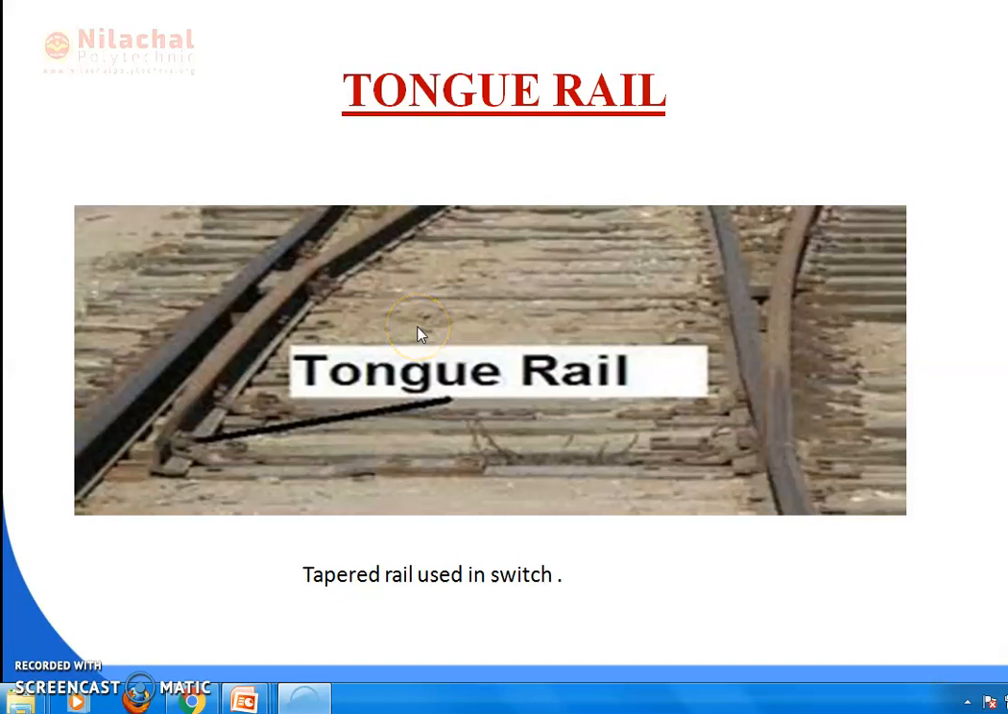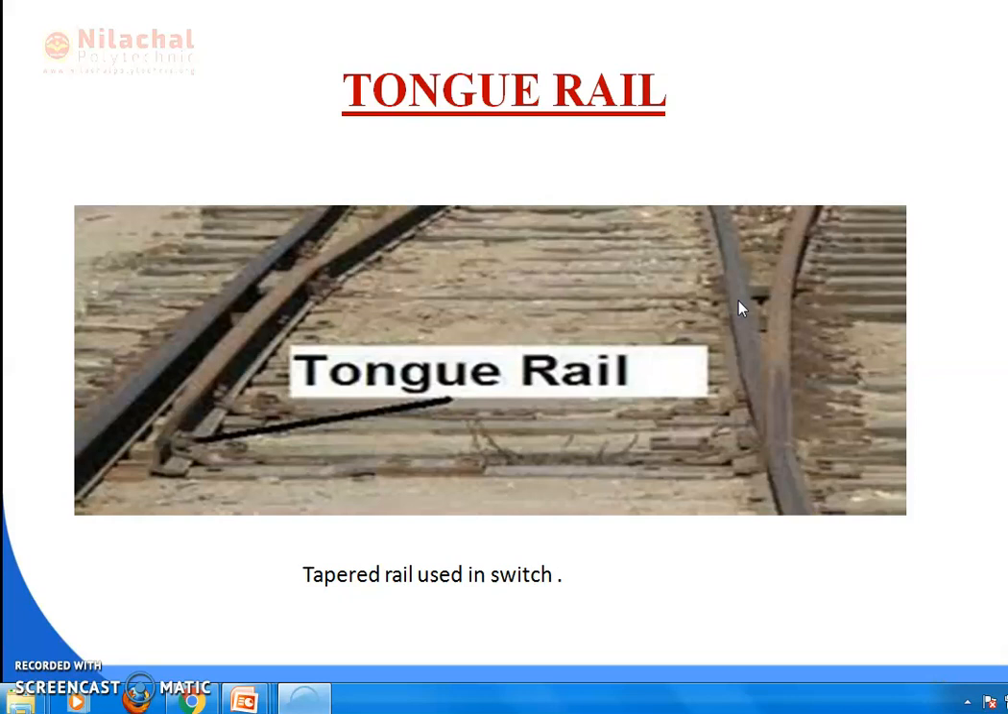So now we discuss the tongue rail. Tongue rail means it lies between the two stock rails. In the previous slide, I already told you stock rail means it is your main rail line. Okay, so the tongue rail lies in between the two main lines or stock rails.